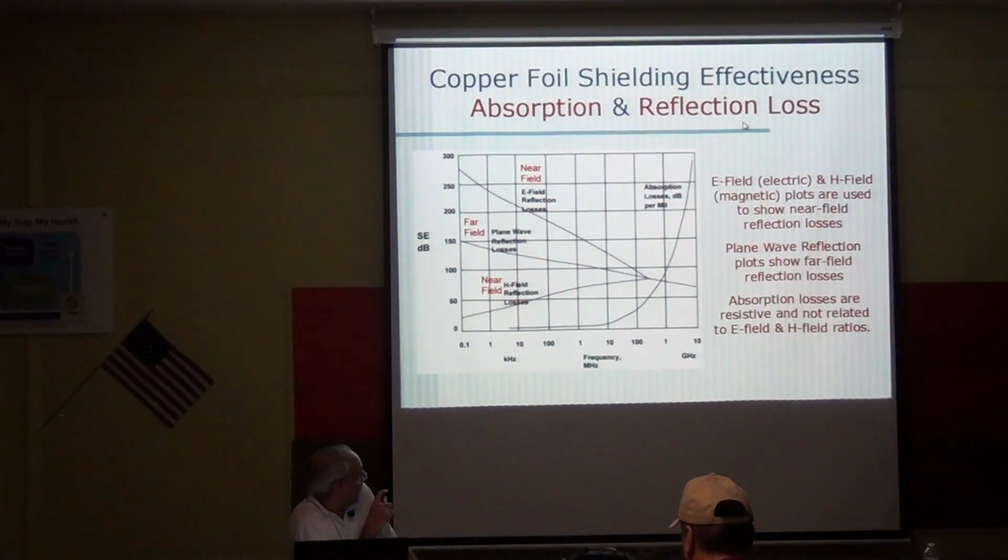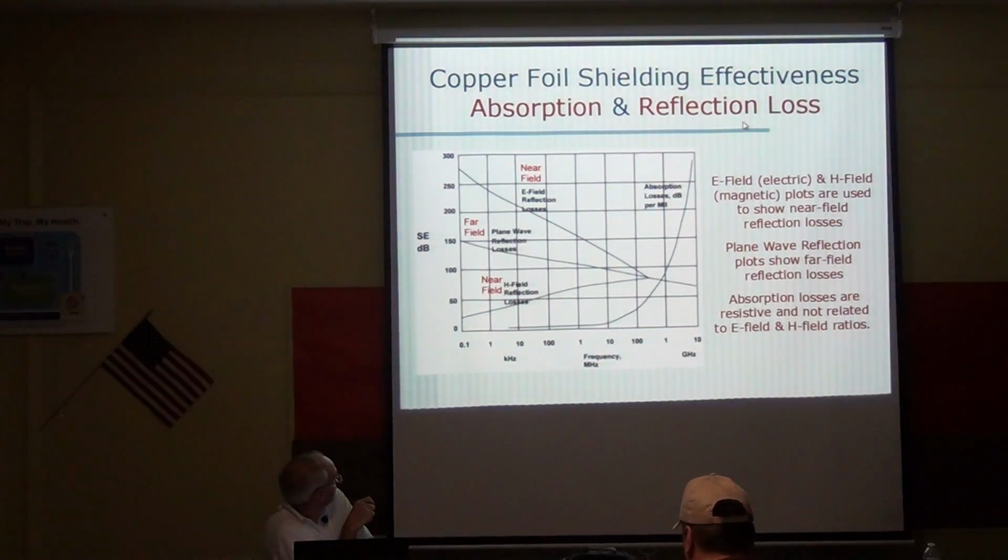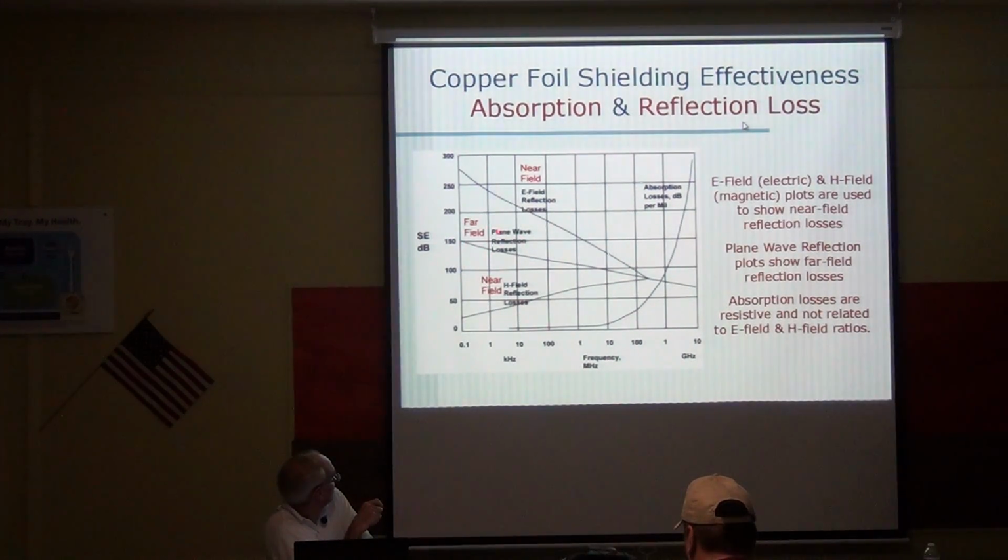Now, I dug around the net and I found an actual plot for 1 mil copper, and what you can see here is you start down here at 0.1 kilohertz. The absorption loss is strictly a resistive loss, and as you start cranking up the frequency, it shoots to the moon as you get up into microwave frequencies. Now the reflection loss that you see here, again, far field, plane wave, is what you're going to be working with once you get away from that 0.7 wavelength zone.